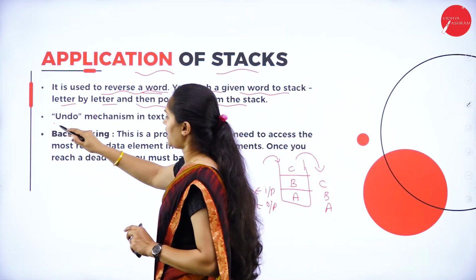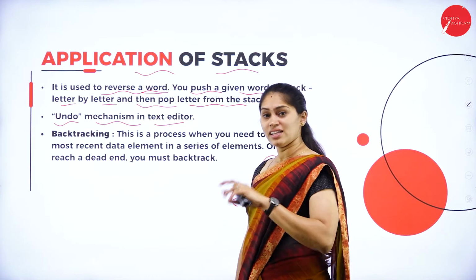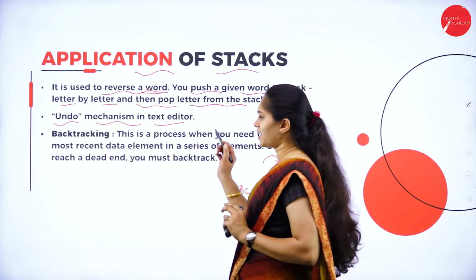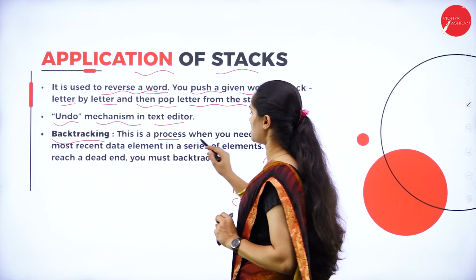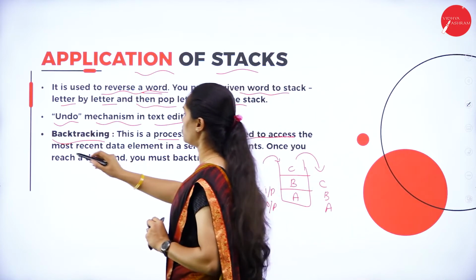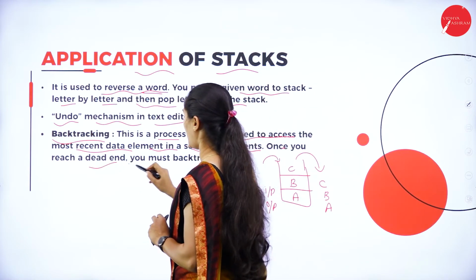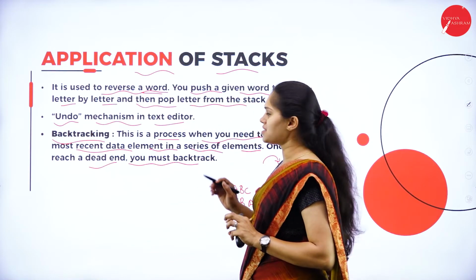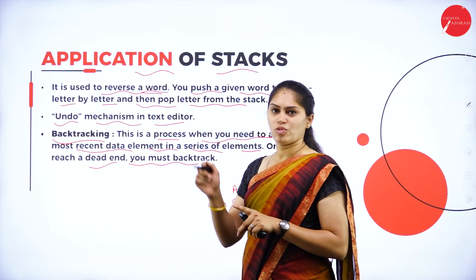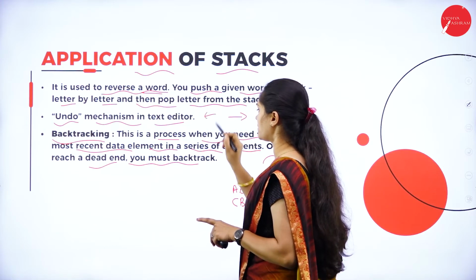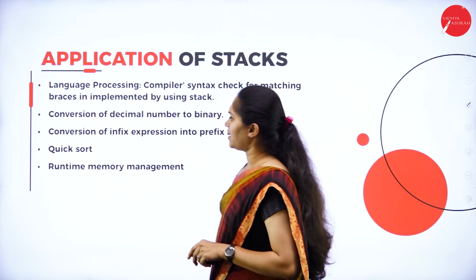And also we can have an undo mechanism in a text editor. When we press Ctrl Z, that is kept in the stack, so we can get it back. That is the undo operation. And also we have backtracking. This is a process when you need to access the most recent data element in a series of elements. Once you reach a dead end, you must backtrack. You can take the example of navigation of web pages. Once you are done with all these arrow marks, then you can come back, right? That is backtracking.